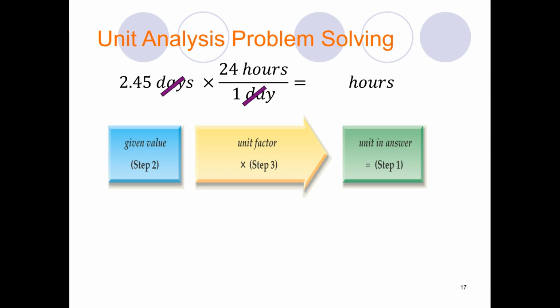Now I need to take my calculator because I actually have to do this math. I'm going to take the number 2.45 times 24 divided by 1. You can skip the dividing by 1 step if you want because it's not going to change your answer. So 2.45 times 24, this is what my calculator gives me, 58.8 hours. So 2.45 days is the same thing as 58.8 hours. All we did was just convert the unit. We're going to do a couple more.